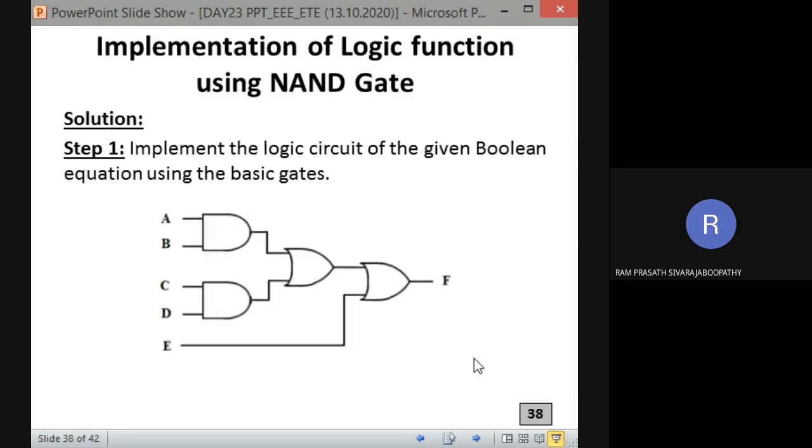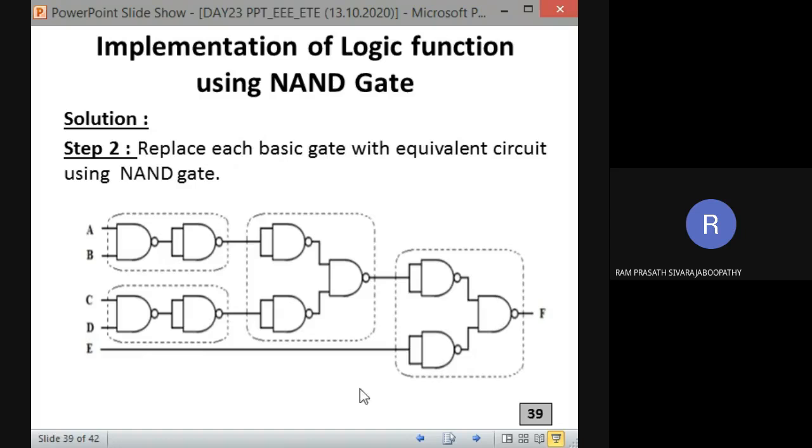Relate this to that as well. What have we replaced the AND gate with? 2 NAND gates. How have we replaced the OR gate? 3 NAND gates. Is it clear up to this? Yes or no?